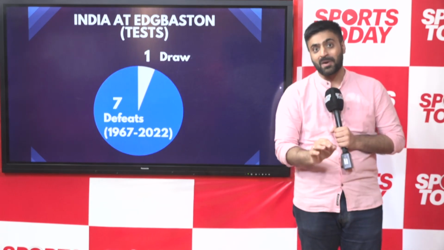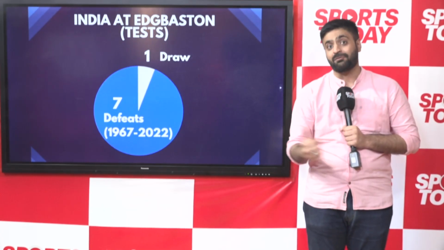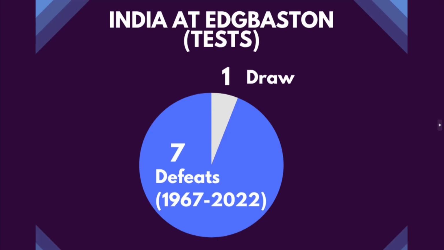This is India's record at Edgbaston, Birmingham, and if you clearly see, it's disappointing to say the least, one of their least favorite venues in England test matches. In a total of 8 games, India have failed to win even one, lost a total of 7, while one was a draw that came way back in 1986.